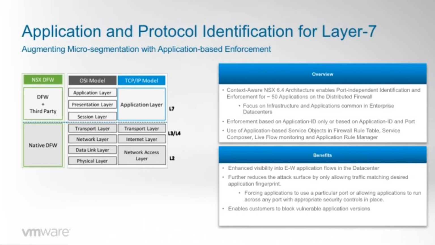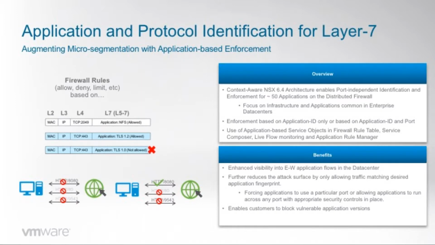Specifically, with regards to application context, in NSX 6.4, users can apply microsegmentation policies independent of the port an application is running on by using built-in service objects that are based on the Layer 7 fingerprint of an application. Or they can enforce an application to only run on a specific port. For instance, users can choose to only allow HTTPS to use TLS 1.2 and run on TCP port 8080.